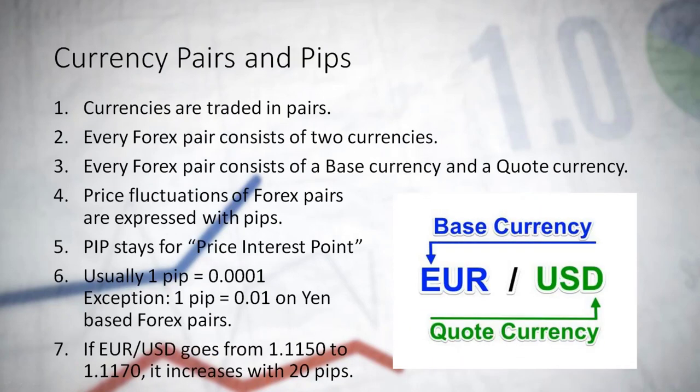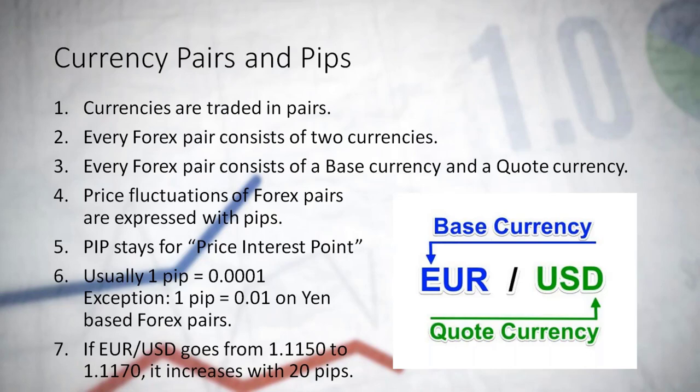So the thing is that currencies are traded in pairs, meaning that a currency has a value that is calculated in another currency. For example, if you're asking for the price of the dollar, you can say the price of the dollar is 0.80. But 0.80 what? Is this euro? Is this British pound? This is why forex currencies are traded in pairs.